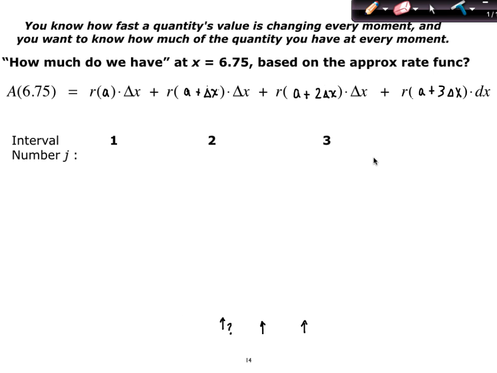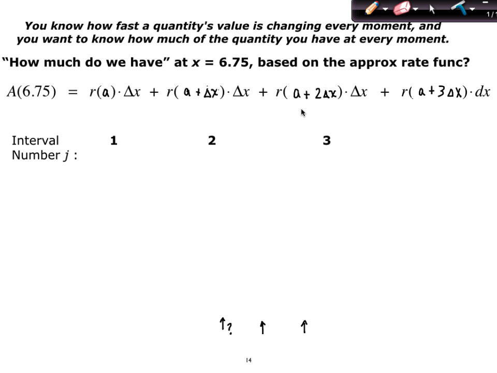So what we're looking for is a formula that gets us the left side of the jth interval. When it's the first interval, it's just A. When it's the second interval, it's A plus delta x. And when it's the third interval, A plus 2 delta x.